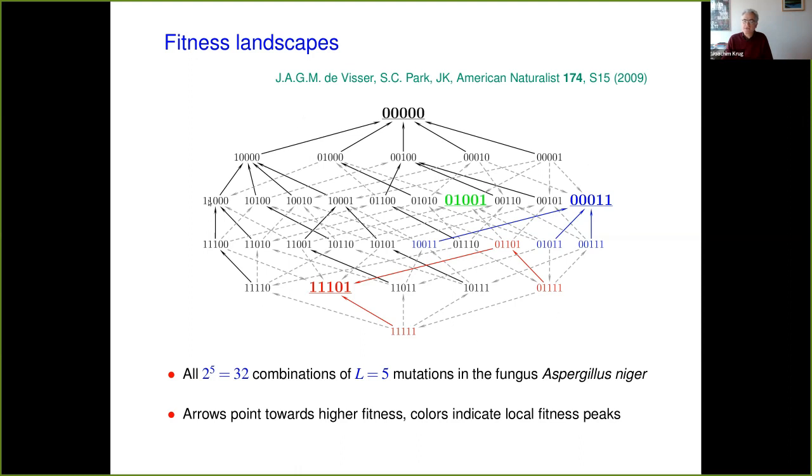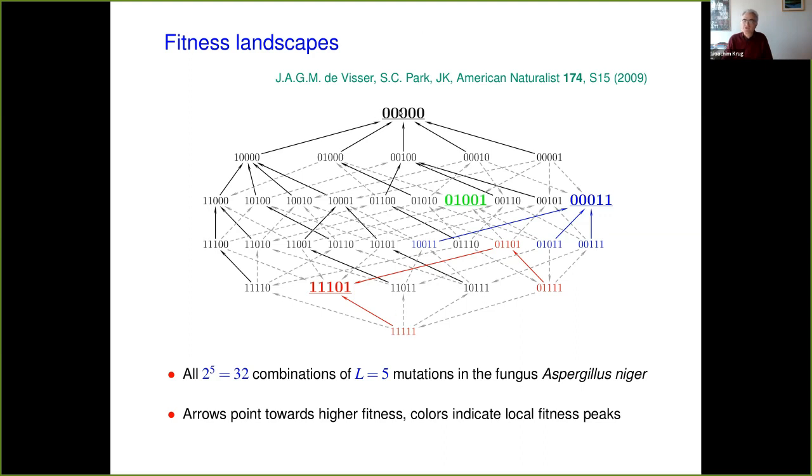So this is an example from our own work from some years ago. And this is a picture of a kind that you will be seeing throughout this talk. This is based on data that was obtained more than 20 years ago by my collaborator, Arjan de Visser at the University of Wageningen. And it contains all 32 combinations of 5 mutations in a particular fungus, right?